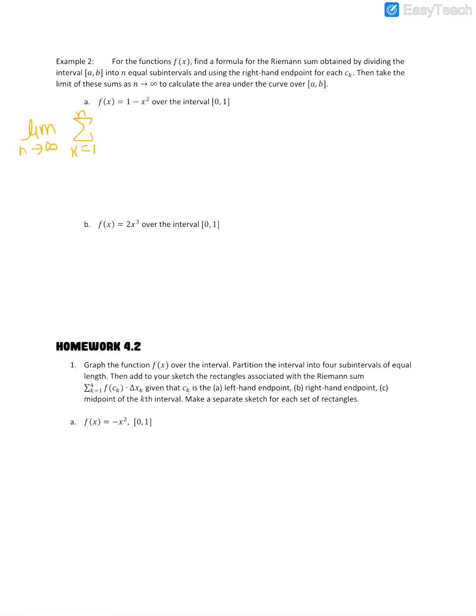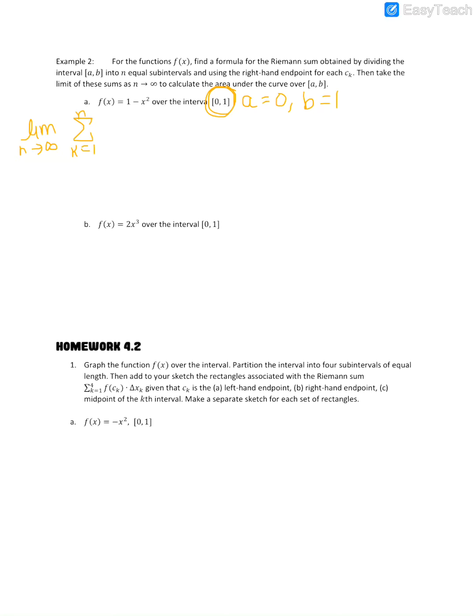Times (b minus a) over n. So your b and your a are these right here. Okay, so my a on this one is 0, and my b is 1. Okay, so now we're going to plug into the formula.